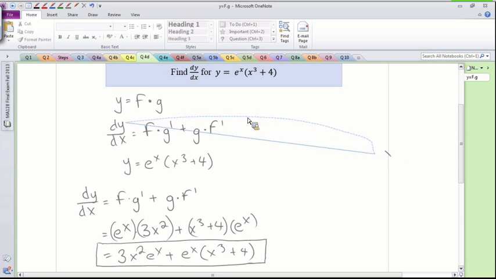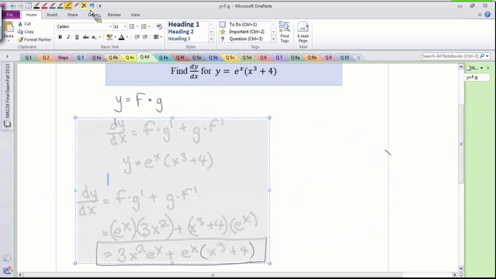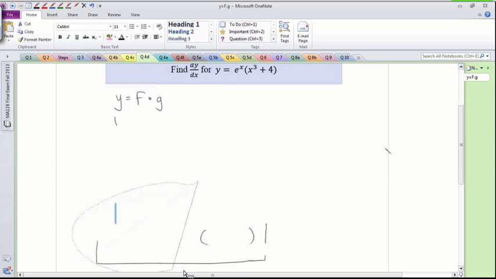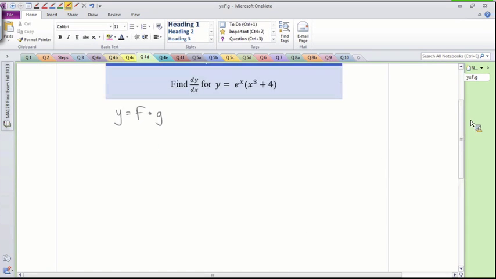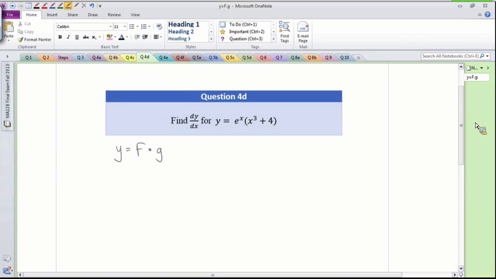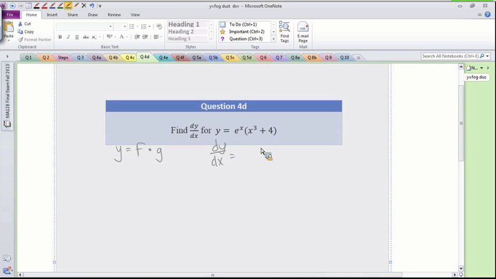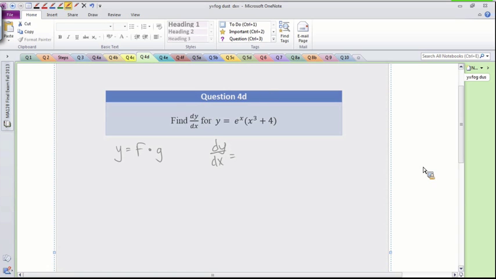Okay, so let's start from the beginning and do it over. So if y is equal to a function f times a function g, we will have to use the product rule. So if y is equal to f times g, then let's use dy dx because this question is asking for dy dx. So dy dx is equal to f times g prime plus g times f prime.